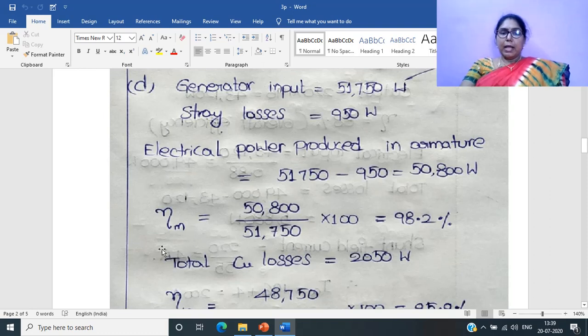So the formula for the mechanical efficiency is the electrical power produced in the armature, which we need to calculate. That can be obtained by deducting the stray losses from the total input, so we will get 50,800 watts. Now substituting these values in the formula, that is 50,800 by 51,750 into 100, to get the percentage efficiency, we got 98.2%.